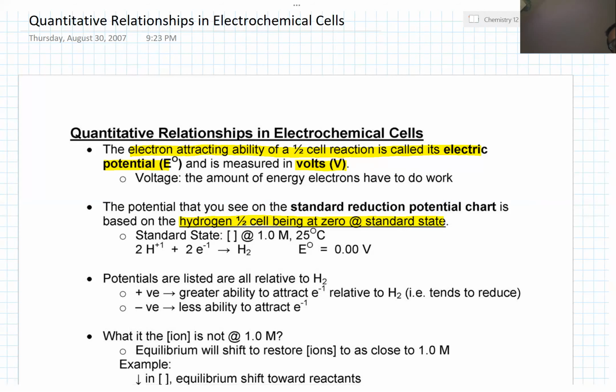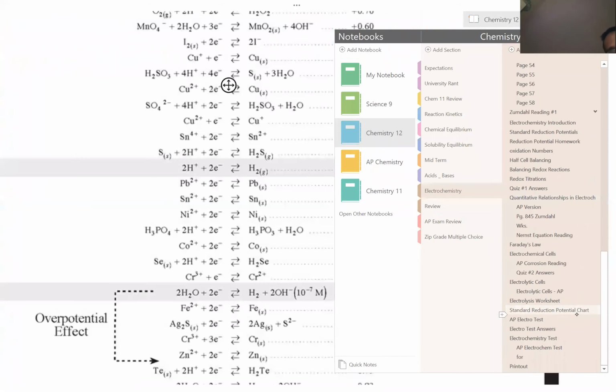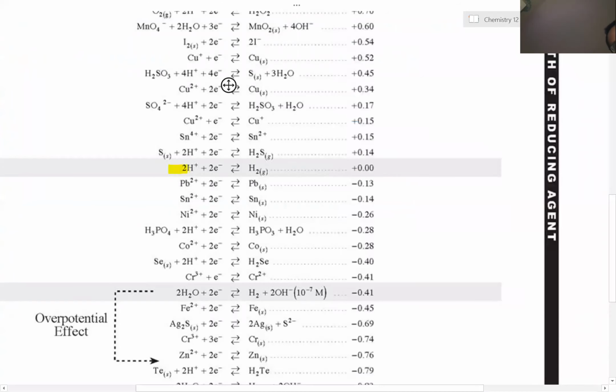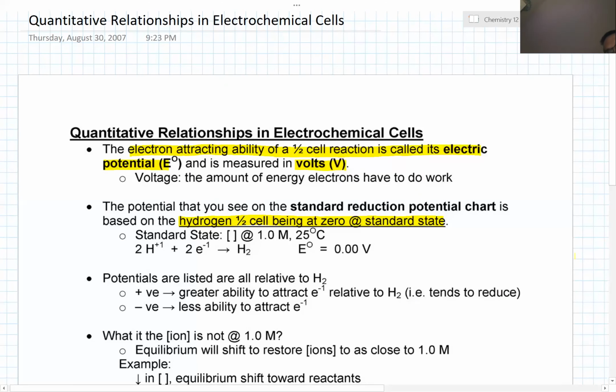So if we look at our standard reduction potential table, what we notice is that hydrogen is 0. So all the numbers that we see there, regardless of whether it is positive or negative, are based on the hydrogen reduction being 0. The one thing to be aware of is that it is at standard state. Standard state is when the concentration of the ions is 1 molar and the temperature is 25 degrees Celsius.